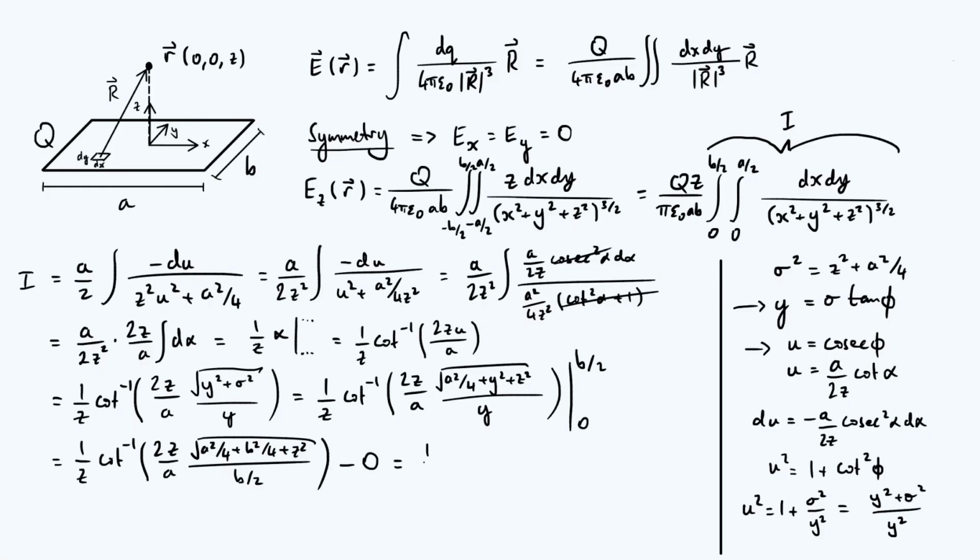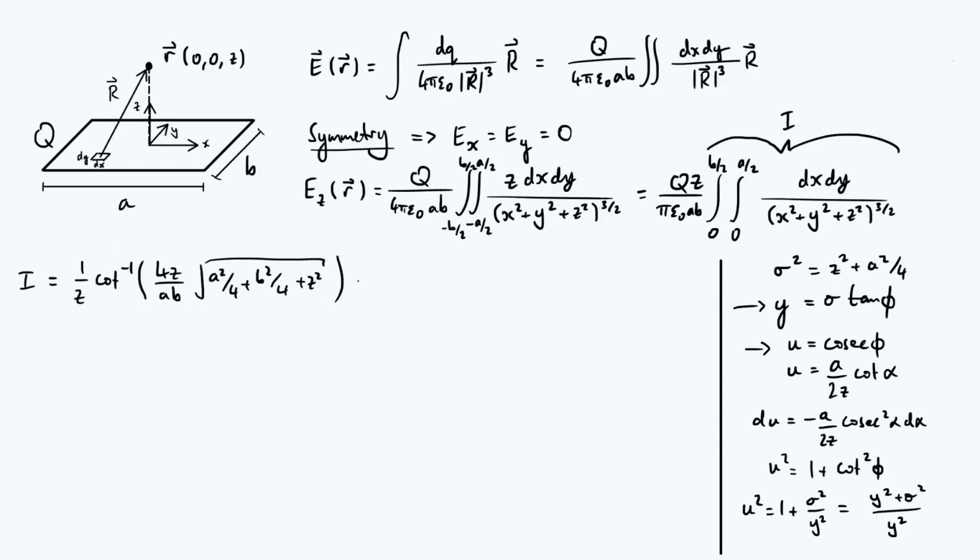So we've got, at the moment, 1 over z times inverse cot of, let's clean this up a little bit, because we divided by b over 2, the 2 here is going to combine with the 2 here and make a 4. So we've got 4z over ab, and then we've got this square root bit, right? The square root of a squared over 4 plus b squared over 4 plus z squared.